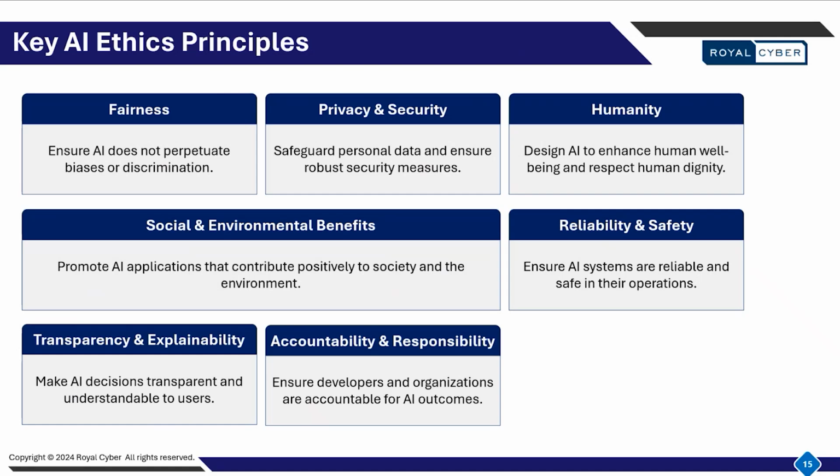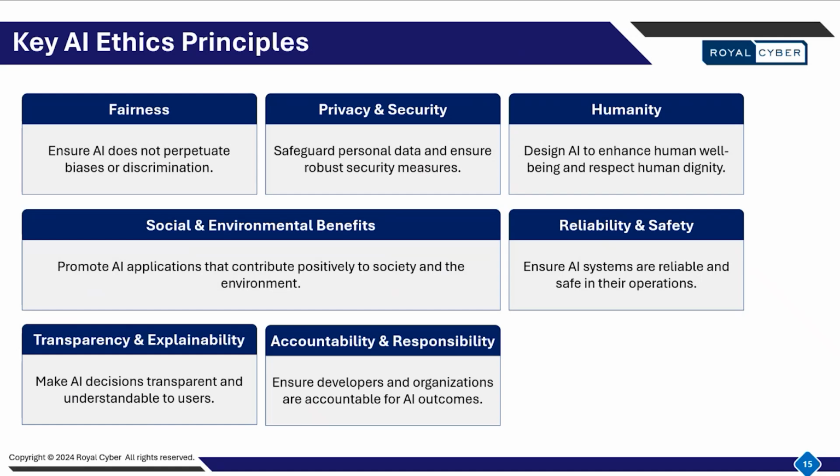Reliability and safety are essential to building a trustworthy AI system. AI applications must be reliable in their operations and safe to use. Use rigorous testing and validation to prevent failures or unintended consequences. Transparency and explainability are key to ensuring that AI decisions are understandable to users. This involves making AI processes transparent and providing clear explanations for how decisions are made.